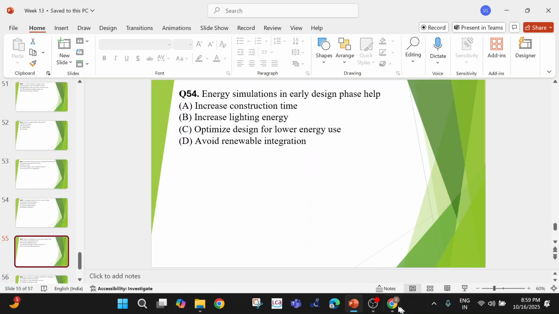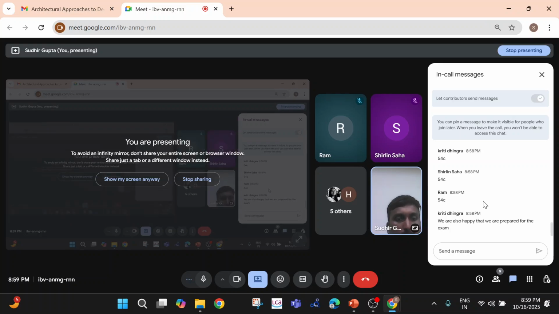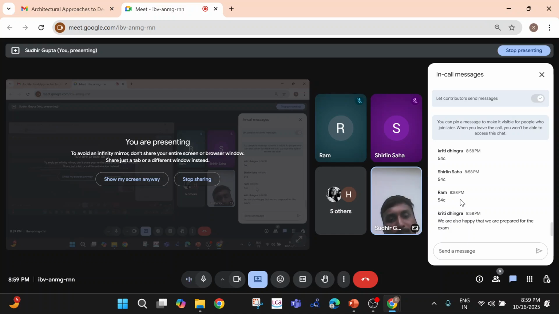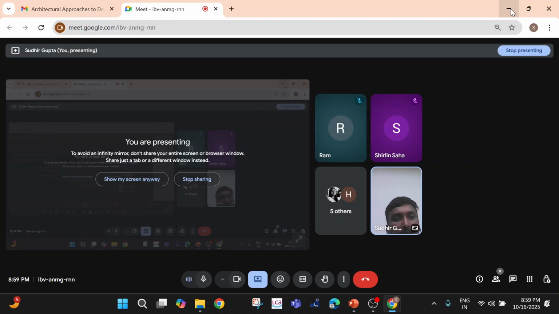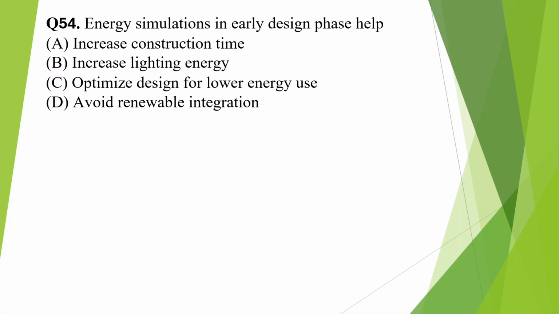For this question also, I can see none of you, Rajesh, Harshoday, Kirti, Silly, all of them, are supporting 54C only. None of them are saying, no sir, this is correct or that is correct. It is a very clear concept with all of you, and it's correct also. For 54, the correct answer is option C, optimized design for lower energy use. It's not increasing the lighting energy or avoiding renewable integration. These are not the correct answers.